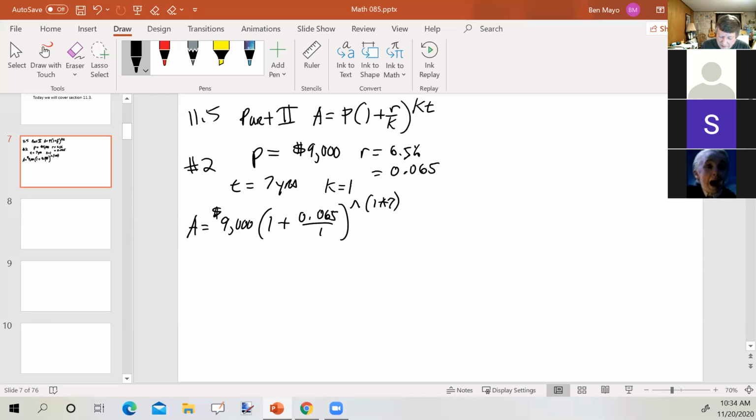Okay, now I've got all those 1s in there, and I could easily simplify this and make it into 9,000 times (1 plus 0.065) raised to the 1 times 7, 7th power. And I could further simplify it and inside have 1.065 to the 7th power. Okay, and I could enter either the first, second, or third one into the calculator. So let's see what we've got. 9,000 times 1.065 raised to the 7th power.